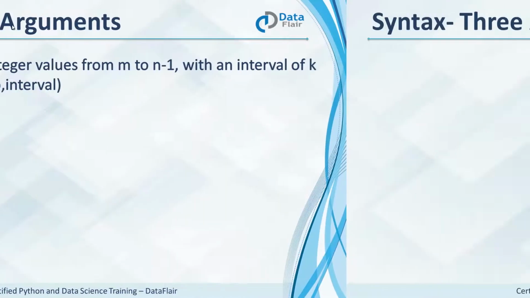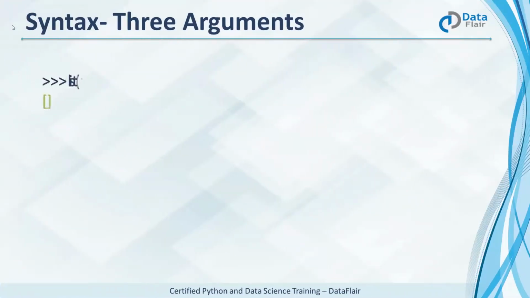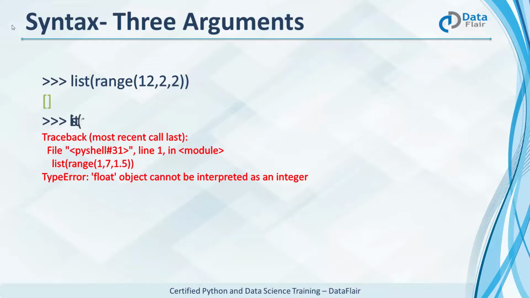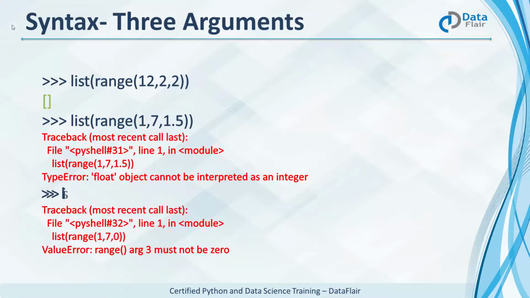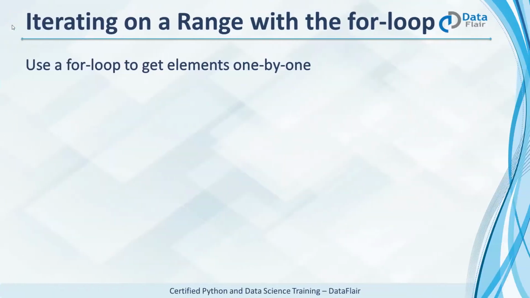Let's take more examples. 12 to 3, but left to right, doesn't give us anything. Because left to right, it can only go upward from 12. The interval can't be a float. It can also not be 0. So far, we've seen 3 kinds of calls to the range function. The value for where to stop is mandatory, rest are optional, and have default values provided.